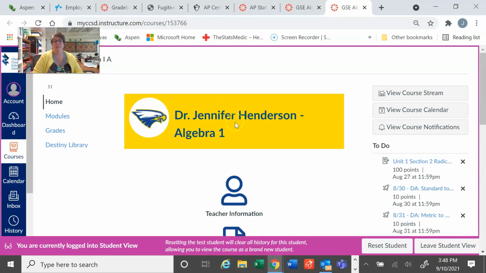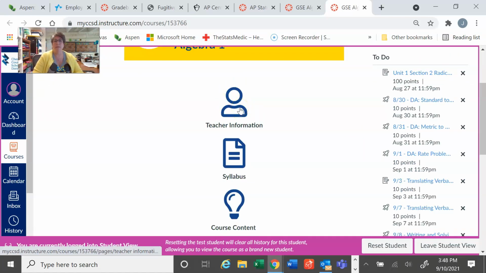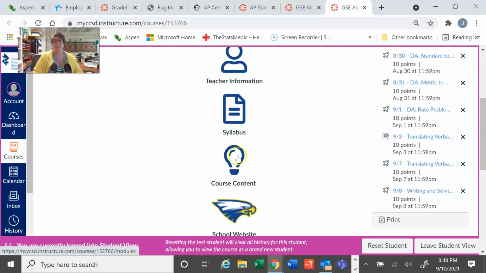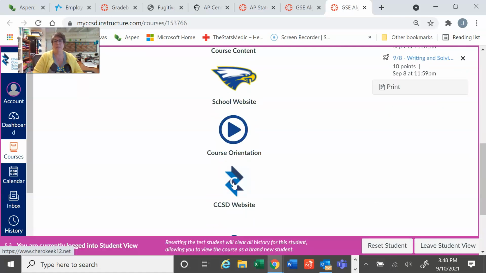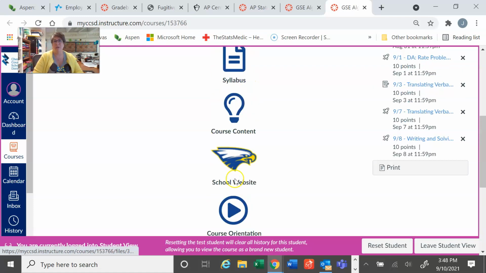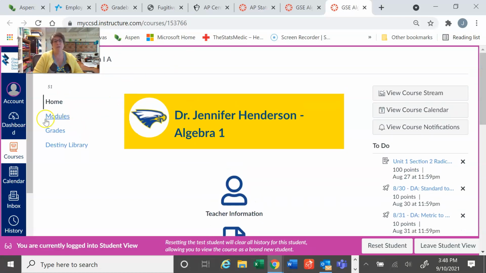So here's my Canvas page. The first page should be the same for every teacher. We have a teacher information button with contact information, the syllabus, the course content, the school website, the course orientation, and Cherokee County's website. For your students, the most important is right over here on the left-hand side: modules. So let's click into modules.